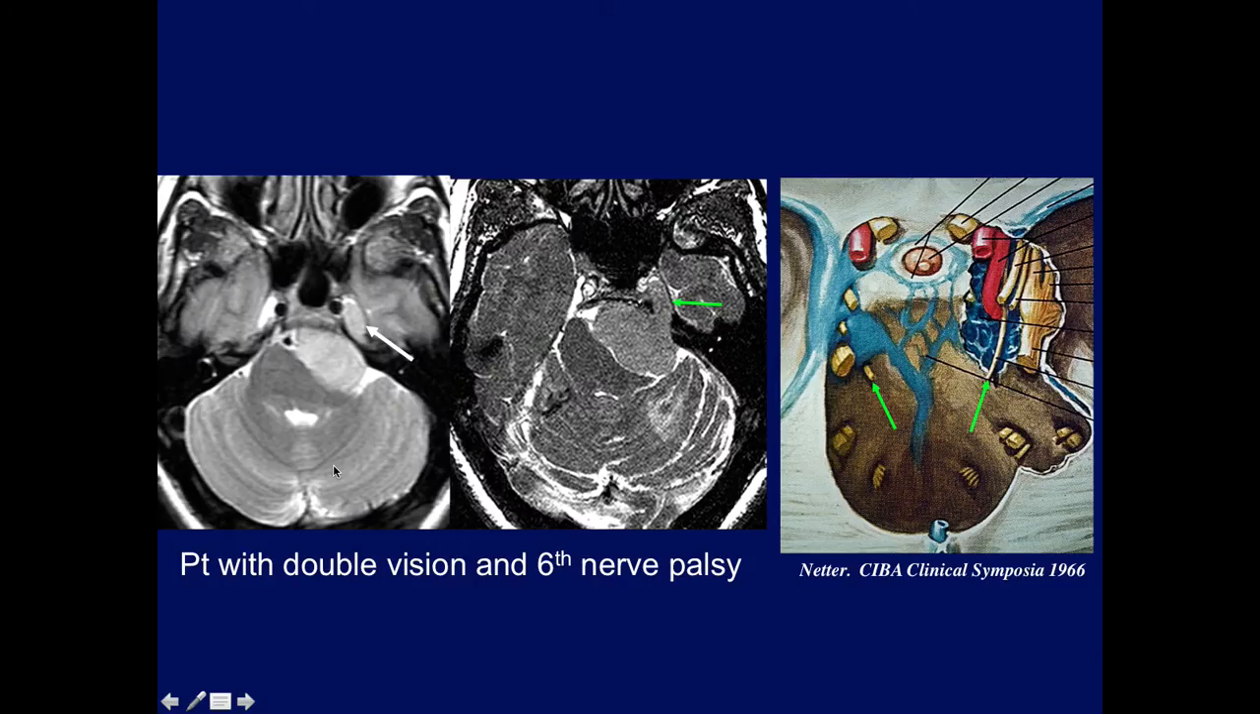Here's a larger upper clival meningioma, this time invading Meckel's cave here. So again, the patient had double vision and 6th nerve palsy, and again we can see why. Here's the 6th nerve right next to the trigeminal, which is involved here, and we can see why the 6th nerve was involved with this upper clival meningioma.